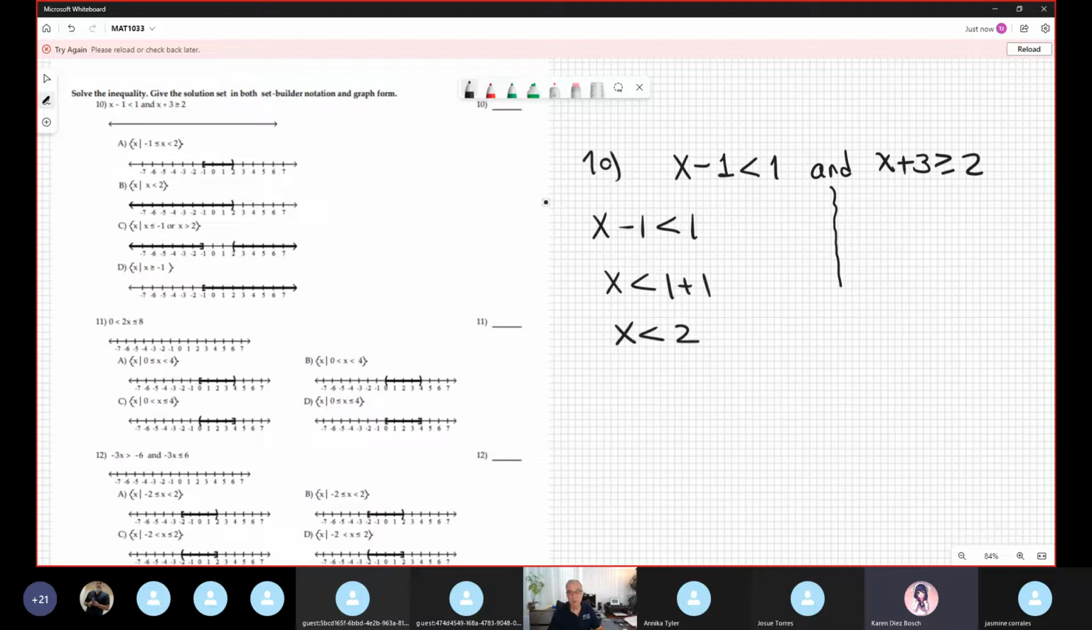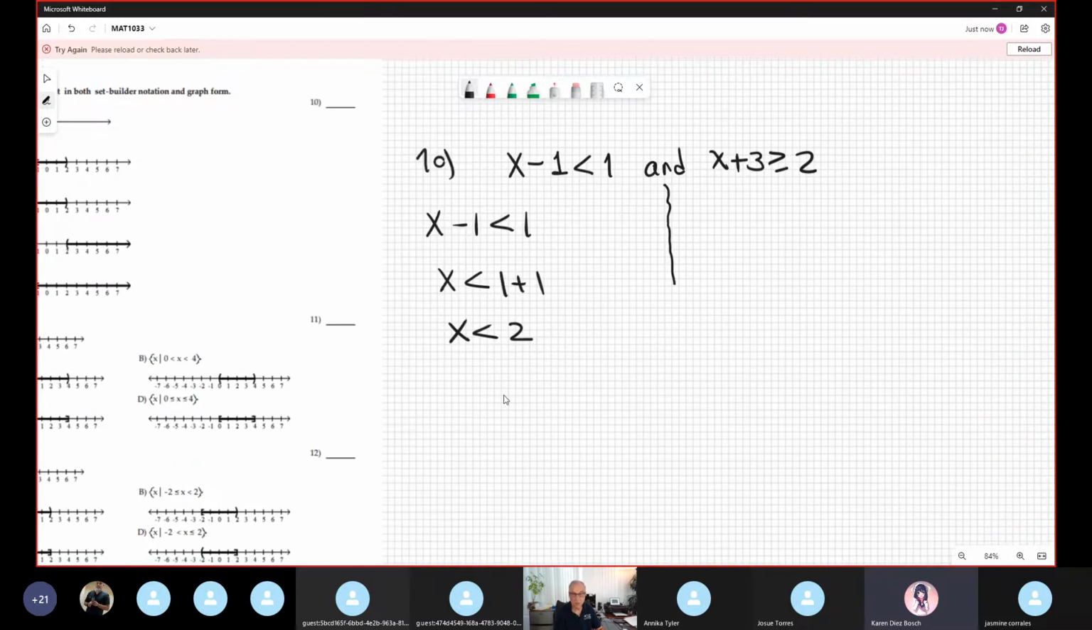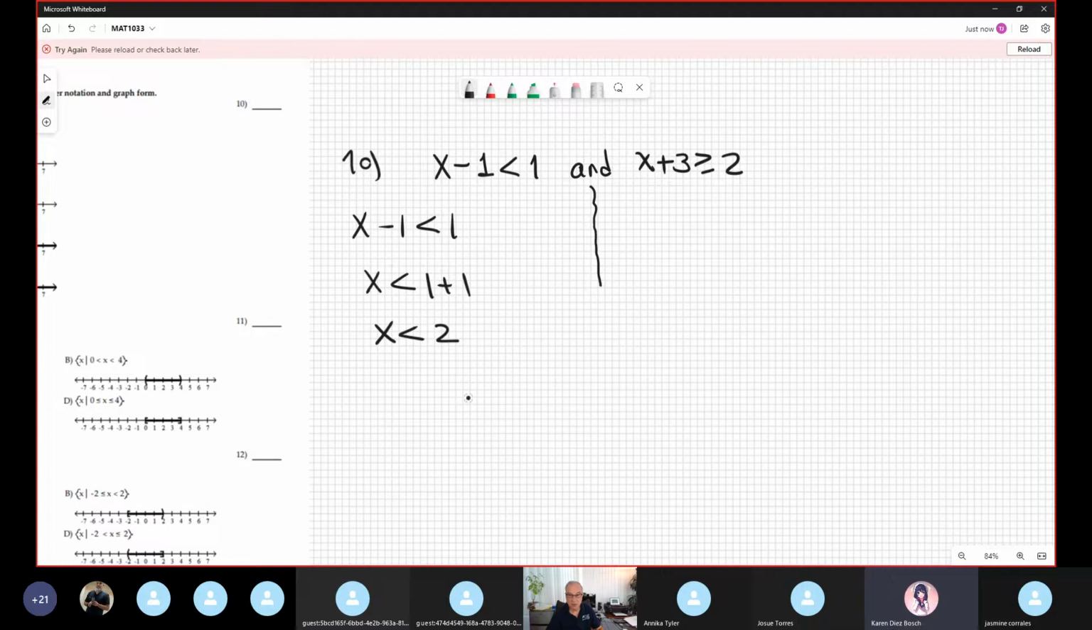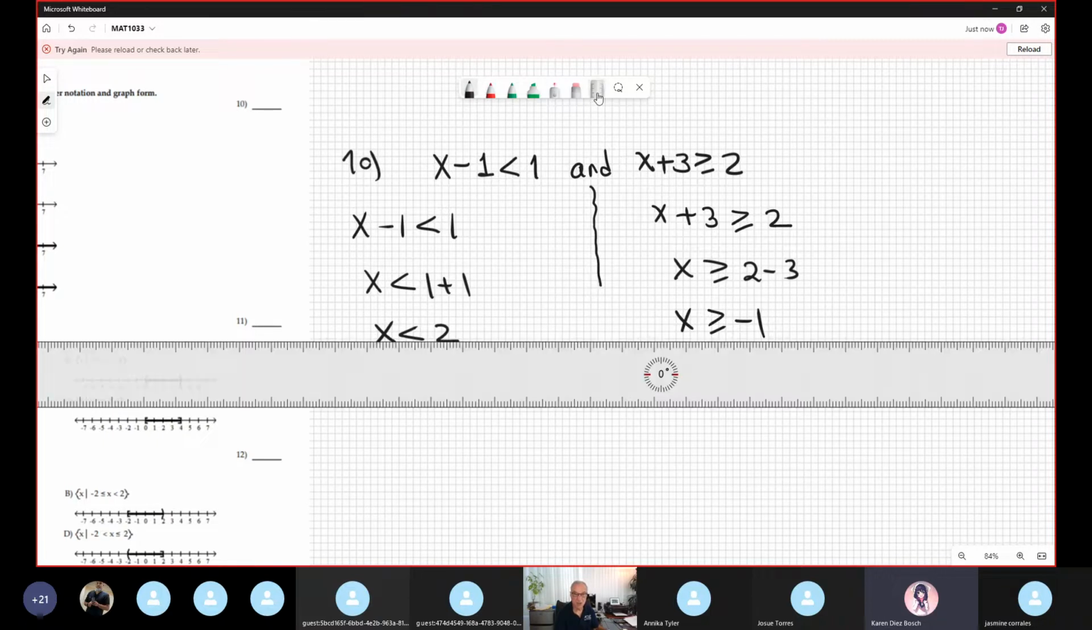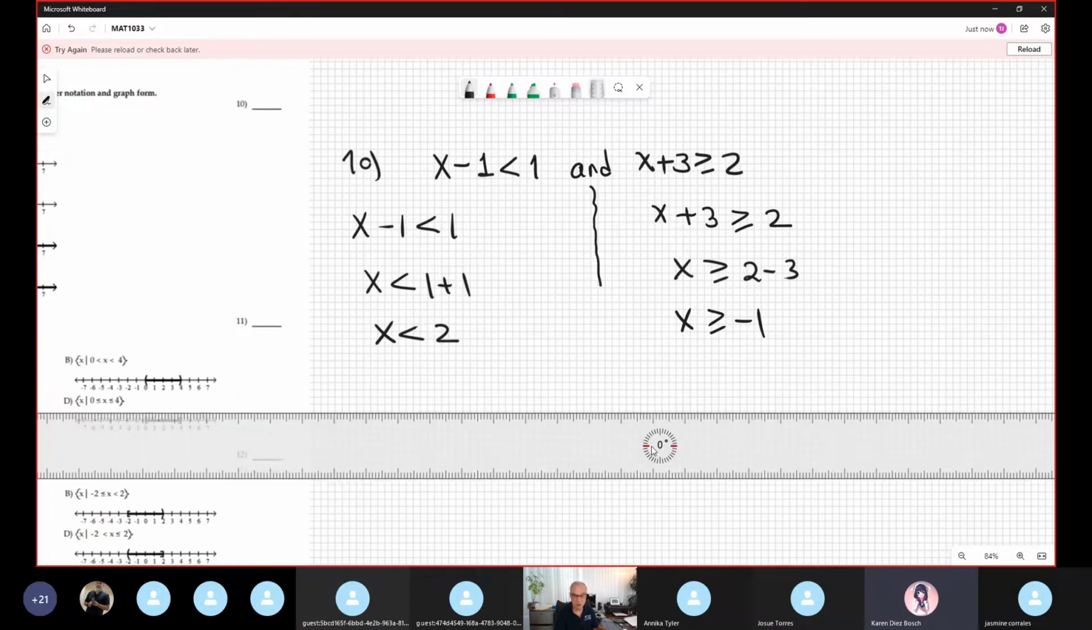Okay, and this is 1 + 1 gets 2. I solved the first one. Now I need to solve the second. The second is x + 3 greater than or equal to 2, so subtracting 3, 2 - 3 is -1. Okay, super. Now comes the crucial moment: what is the connection between this and this?